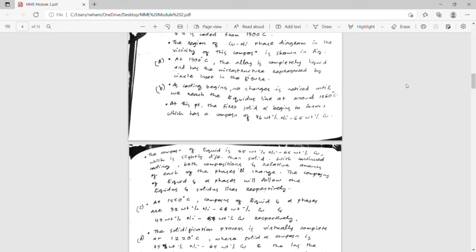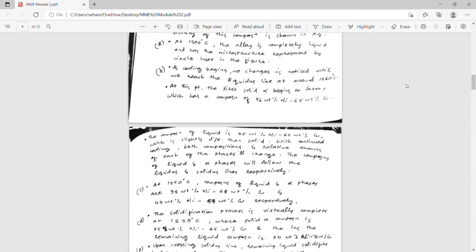At 1300 degrees Celsius, the alloy is completely liquid and has the microstructure represented by the circle inset.